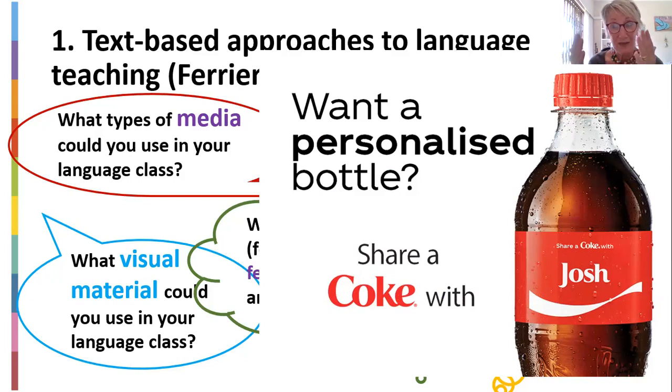What is the visual material? It's the shape of the Coke bottle, the use of the color, the font, the size of the font, the wording, "Share a Coke with." What about the purpose? Why is Coke doing this? Because they're thinking if people share their Coke with somebody, they'll buy more Cokes. Okay, so the purpose is maybe just to sell more Cokes.